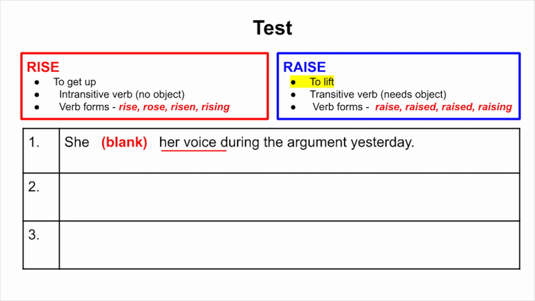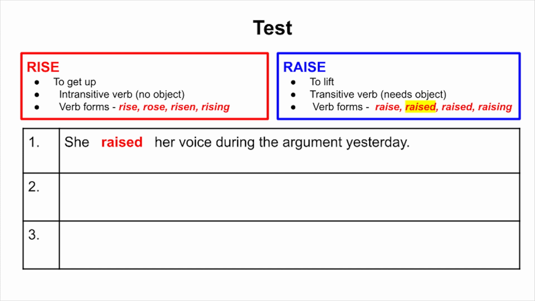So now that we are assured that our verb is raise, we may now ask what form of the verb raise is required. During the argument yesterday tells us that this happened in the past. So our required form of the verb raise would be raised. She raised her voice during the argument yesterday.